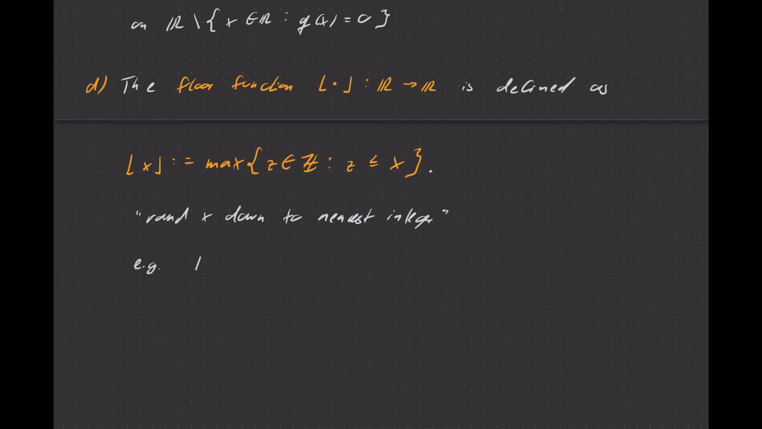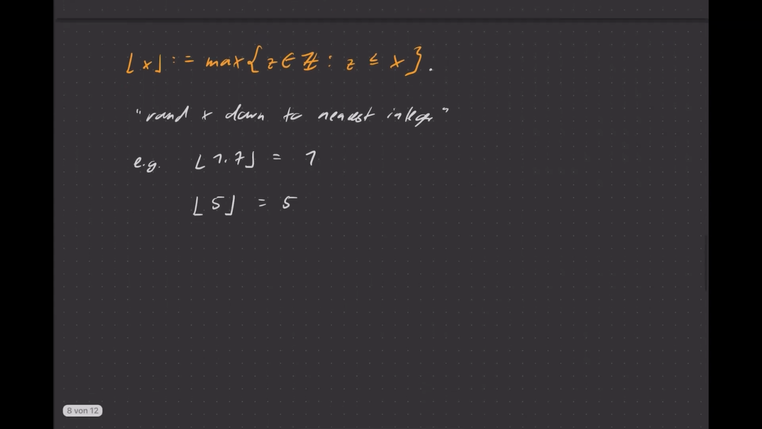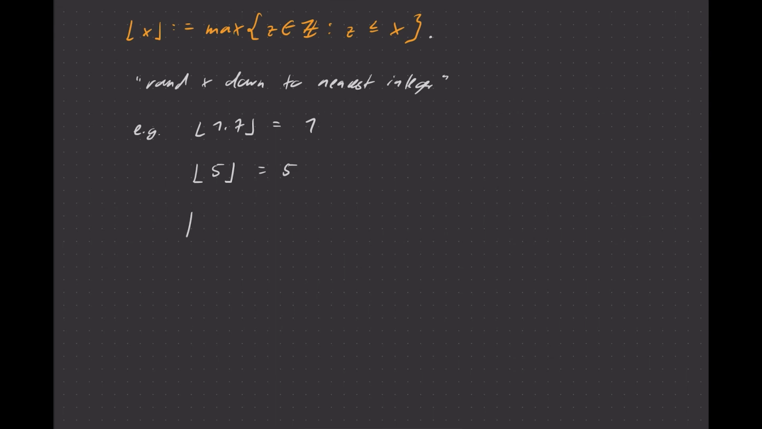So for example, if we take the floor function of 1.7, we round that down to the nearest integer, that's 1. If we take the floor function of 5, we round that down to the nearest integer, that's 5, right? So rounding down doesn't change that. If we round down minus 1.7, for example, again, we round down to the nearest integer, so that's minus 2 this time, not minus 1, but minus 2, because we always round down, right? It's always the same direction.